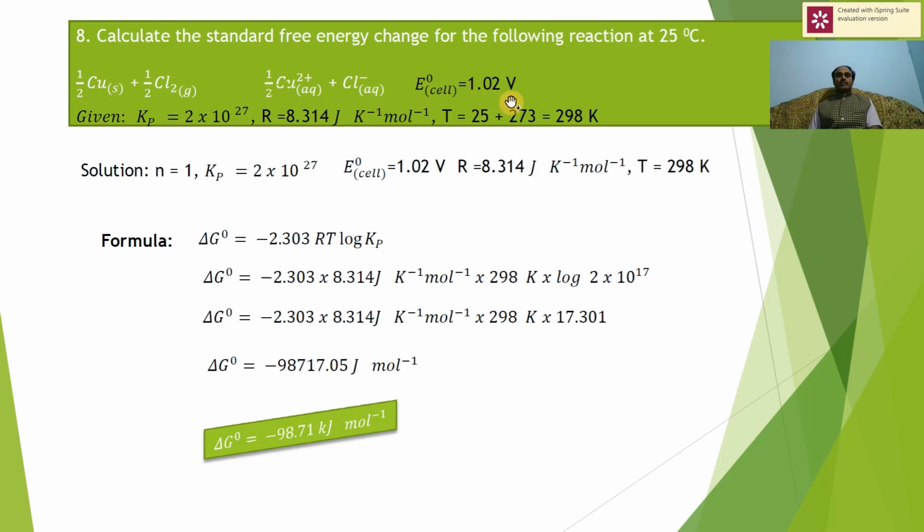Okay. Then the given values are Kp is given, that is 2 into 10 to the power of 17. It is not 27. Please make a correction. It is 17. R is equal to 8.314 joule per Kelvin per mole. T is equal to, that is temperature, 25 degrees Celsius. That you can convert this into Kelvin. 25 plus 273 is 298 Kelvin. Now, you have to extract the data. You may need the value of N. N is equal to 1.